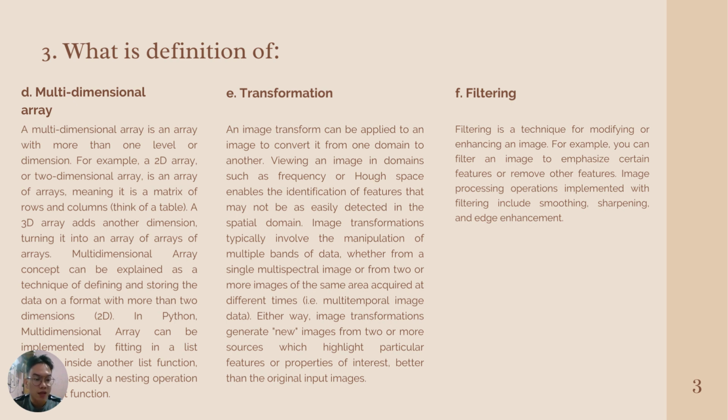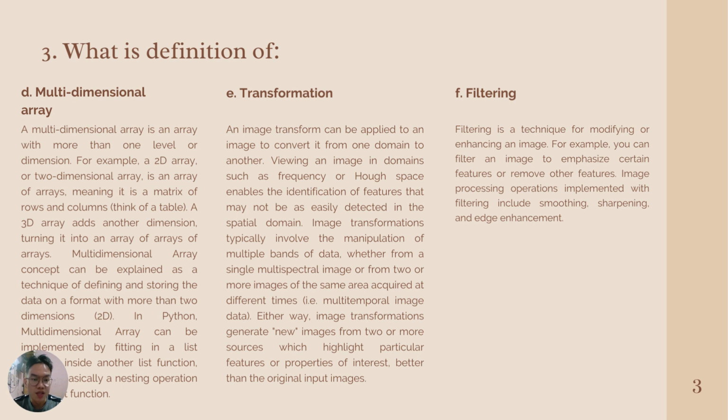The multi-dimensional array concept can be explained as a technique of defining and storing data in a format with more than two dimensions, or 2D. In Python, a multi-dimensional array can be implemented by putting a list inside another list, which is basically a nesting operation for a list.